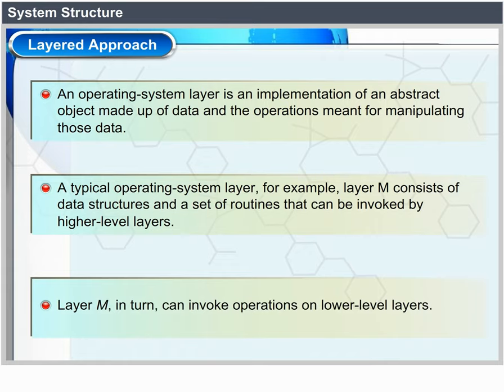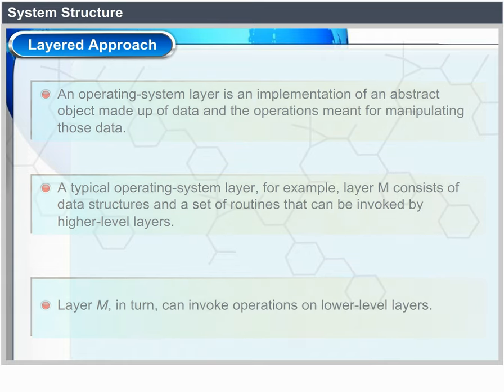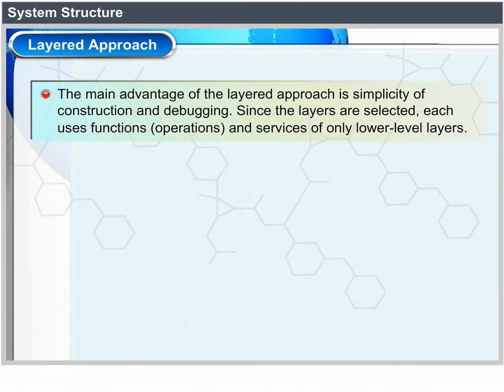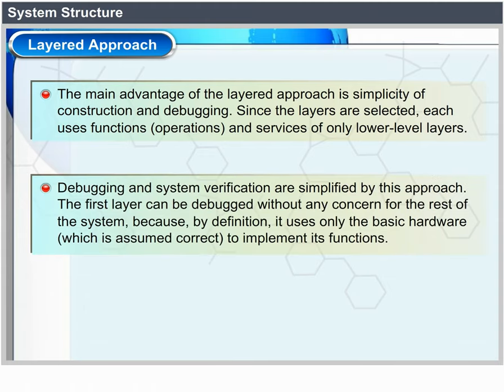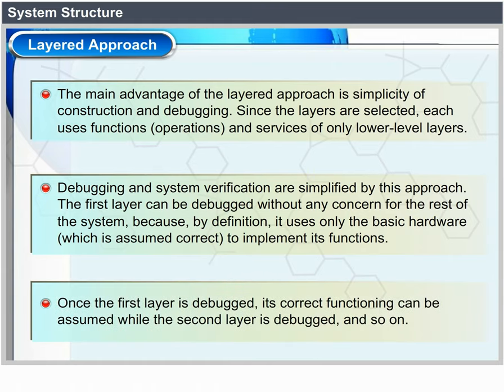The main advantage of the layered approach is simplicity of construction and debugging. The layers are selected so that each uses functions, operations, and services of only lower level layers. This approach simplifies debugging and system verification. The first layer can be debugged without any concern for the rest of the system because, by definition, it uses only the basic hardware which is assumed correct to implement its functions. Once the first layer is debugged, its correct functioning can be assumed while the second layer is debugged, and so on.